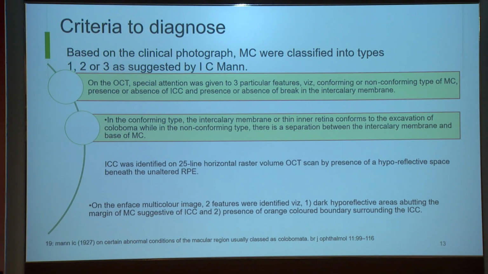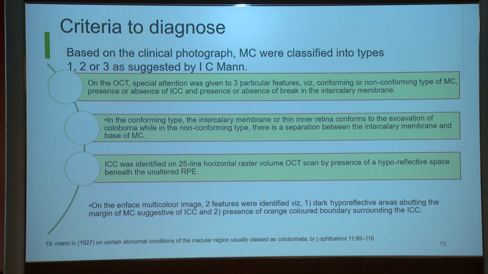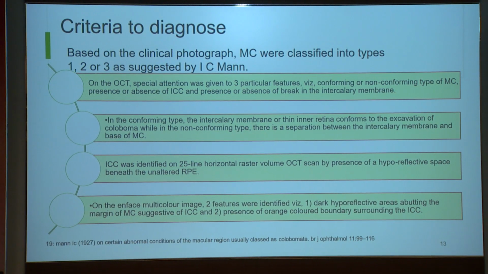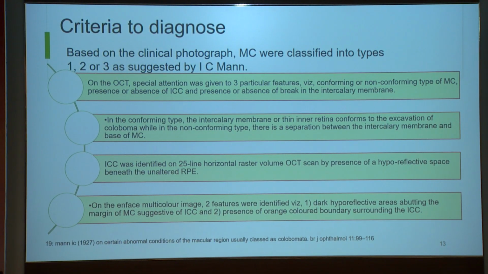In the conforming type, the intercalary membrane or thin retina conforms to the excavation of the coloboma, while in the non-conforming type, there's a separation between the intercalary membrane and the base of the macular coloboma. ICC was identified on the raster volume OCT scan by the presence of a hyperreflective space beneath the unaltered RPE. On the multicolor image, two features were identified. One was dark hyperreflective areas abutting the margin of the macular coloboma, which is suggestive of an ICC, and the second was the presence of orange-colored boundaries surrounding the ICC.